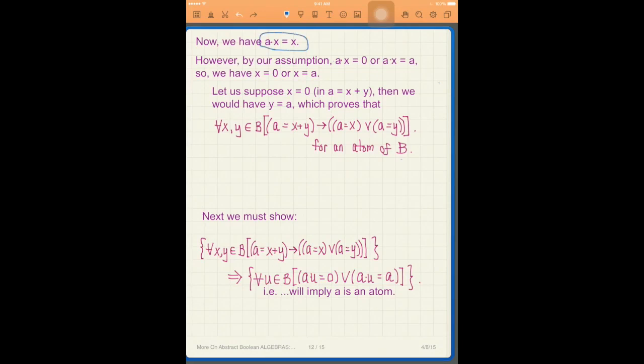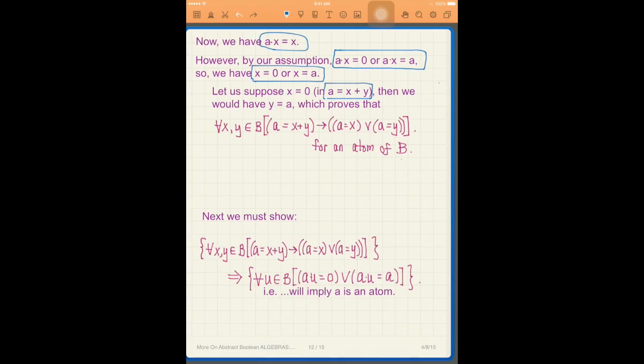But remember in our assumption, we said A times X is going to equal 0, or A times X is going to equal A. So what does that mean for our right-hand side X? That means that X has to be 0, or X has to be A. So now if you suppose that X is 0, it has to be one of those. And where is the X coming from? It was in this relationship. We assumed that we were adding X to Y to set it equal to an atom.